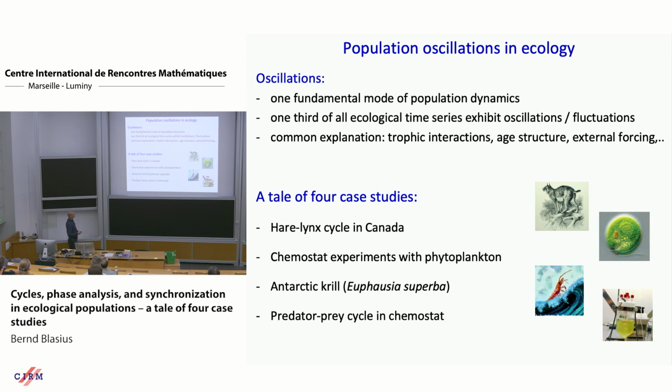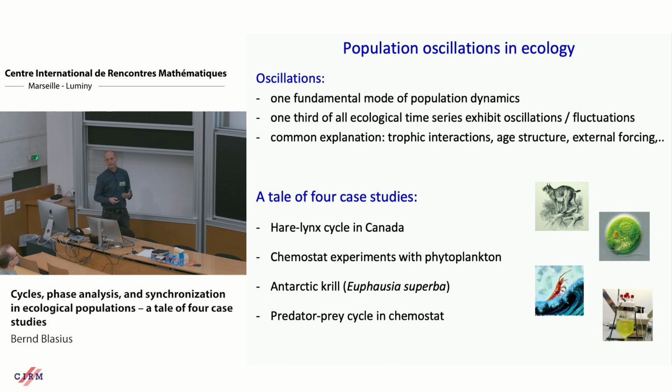So what systems do we have? We have 2 large-scale field data sets. One is the hare-lynx cycle in Canada. The other is the cycle of Antarctic krill in the Southern Ocean. And we have 2 chemostat systems, laboratory systems: one with single cells, the other a predator-prey system in a chemostat.